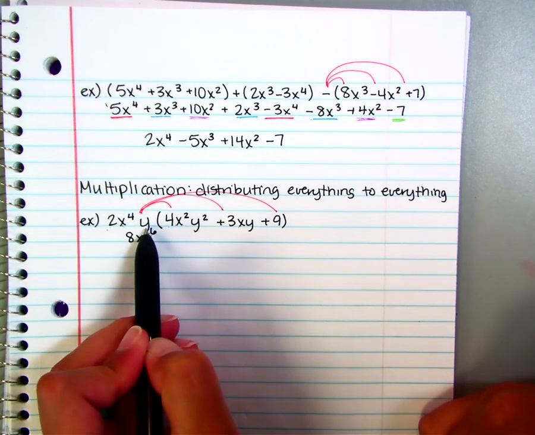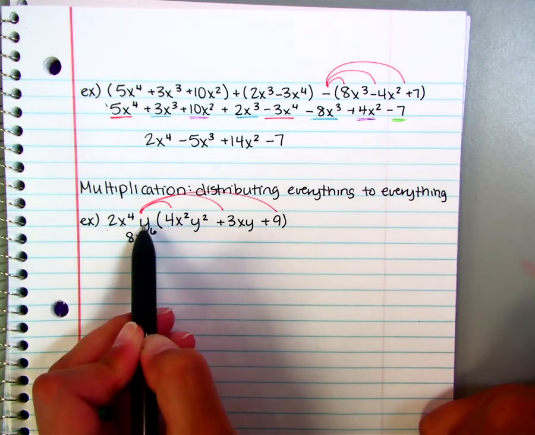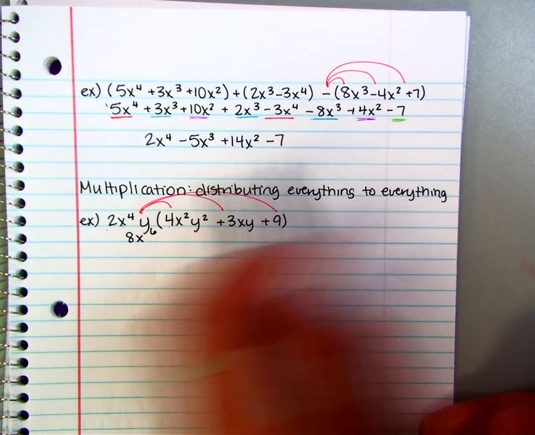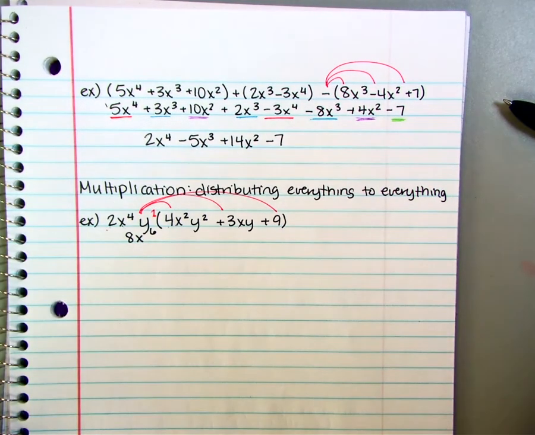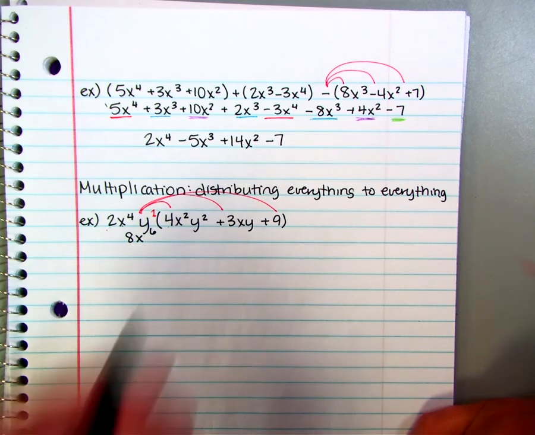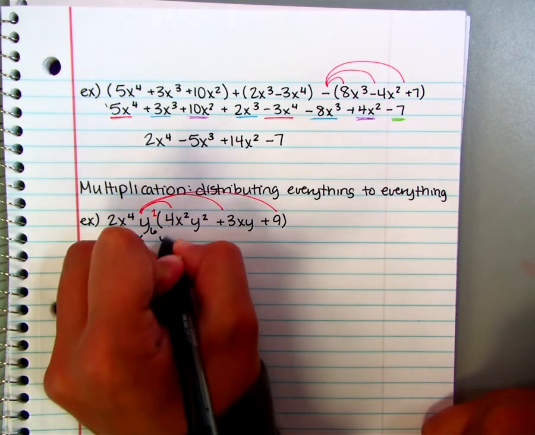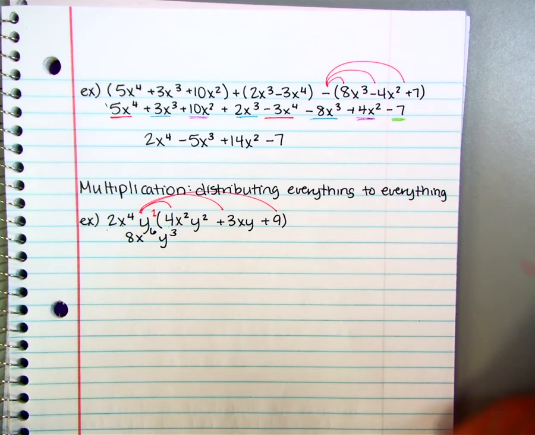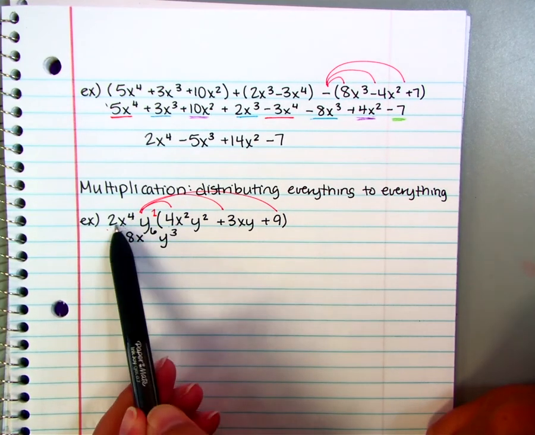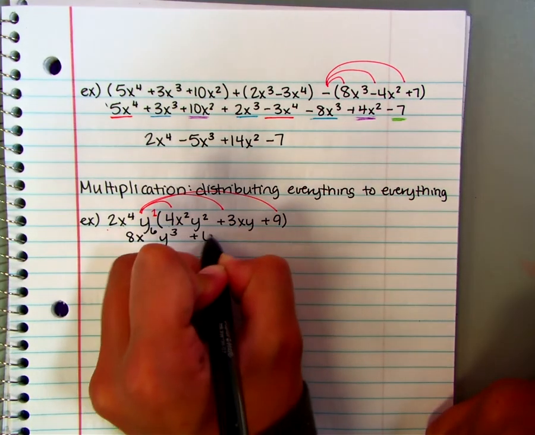And then y times y squared. So this y doesn't have an exponent visible, but because we are very smart, we know that there's a 1 there and it doesn't change the value at all. So when we multiply those y's, we'll have the base of y, and 1 plus 2 is 3. Then we'll distribute it to our next term. So we'll have 2 times 3, which is 6.